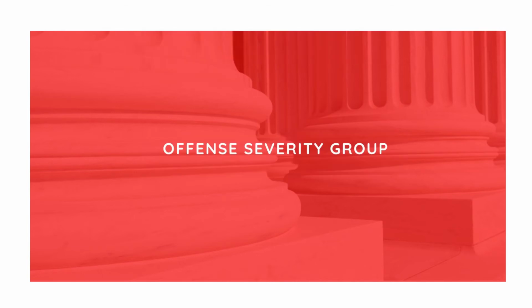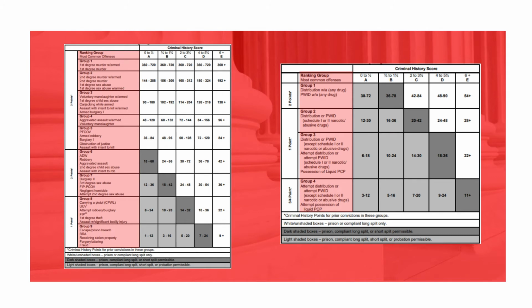Next up is offense severity group. The Commission has classified most DC felony offenses into groups based on the seriousness of the offense and the maximum sentence allowed by law. Offenses of similar severity, as measured by the Commission's understanding of typical offenses in historical sentencing, will be placed in the same group. These groups are called offense severity groups.